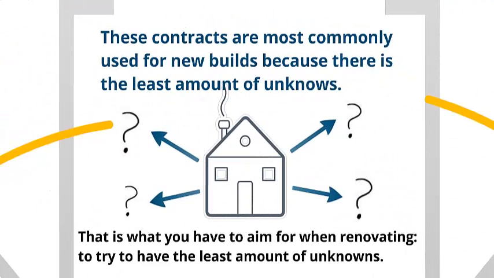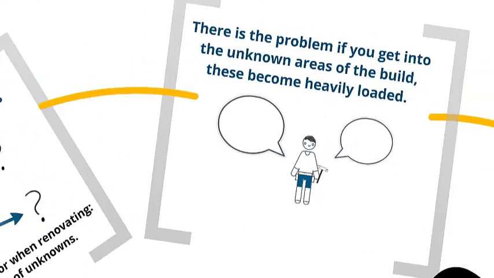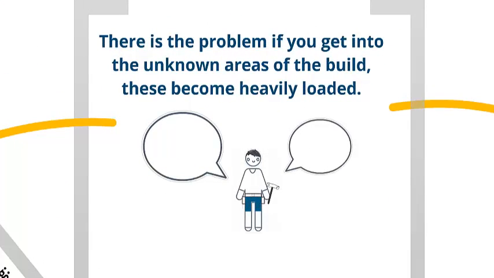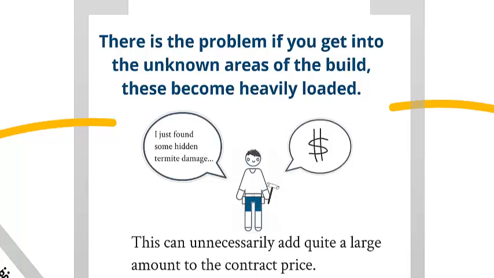We need to make sure that we've got as few unknowns as possible. There is the problem that when you get into unknown areas of the build, they can become quite heavily loaded with contingency to allow for this factor. This can unnecessarily add quite a large amount to the contract price.